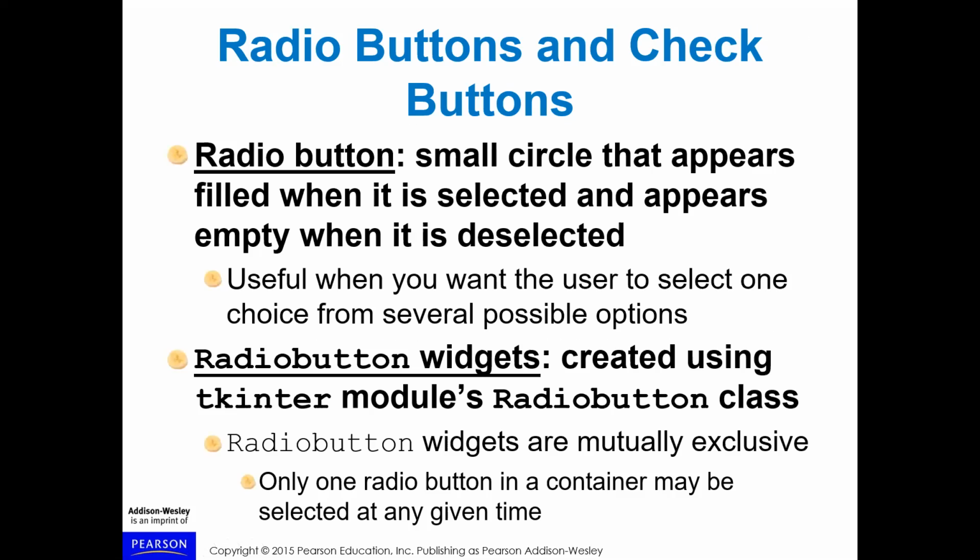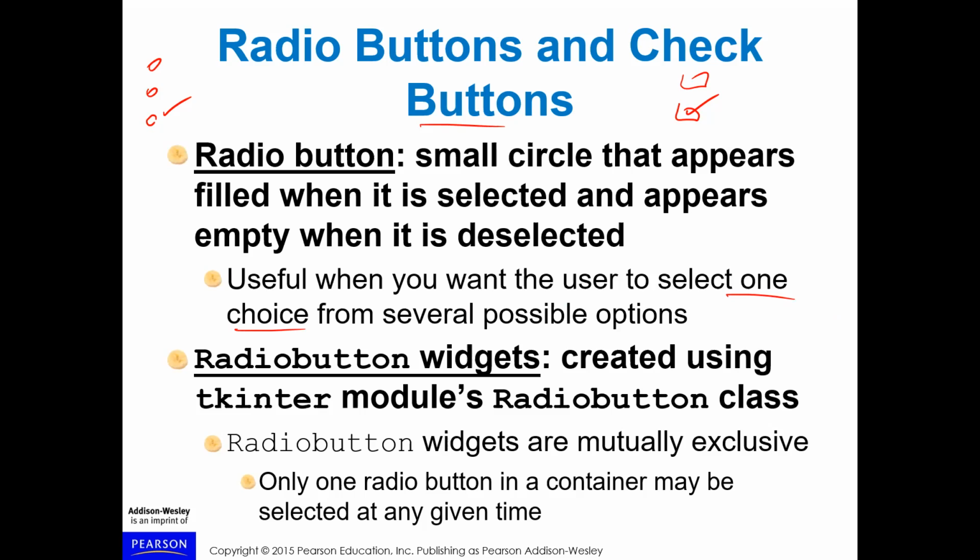So the next thing that you can look at would be radio buttons, which are the little things like this where you can select one. Check buttons, check boxes are always good. All right, so you can take a look at those. So radio buttons, small circles that appear filled when selected and appear empty when deselected. Useful when you want the user to select one choice from several possible options.